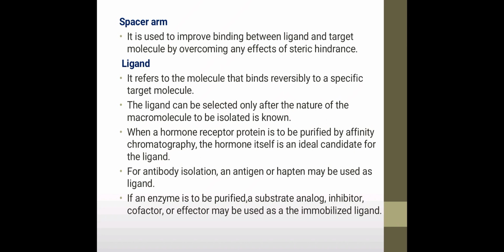When a hormone receptor protein is to be purified by affinity chromatography, the hormone itself is an ideal candidate for the ligand. And for the isolation of an antibody, the antigen or the hapten can be used as the ligand. If any enzyme is to be purified, a substrate analog, inhibitor, cofactor or effector may be used as the immobilized ligand. So the ligand is used exclusively for binding with the analyte, that is, the component from a mixture that has to be separated.